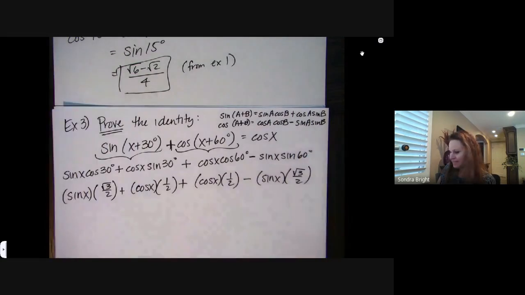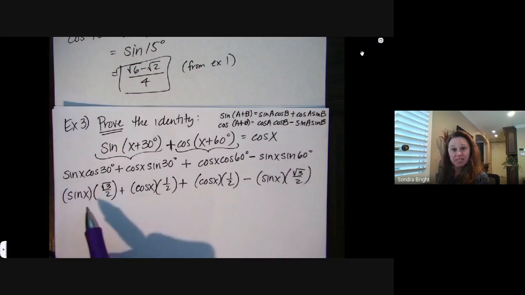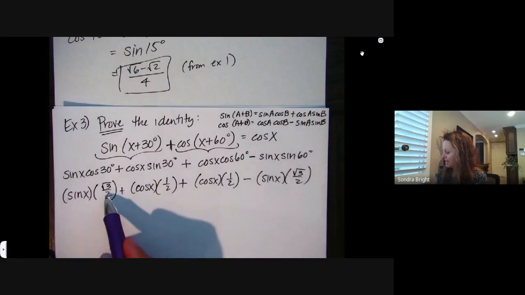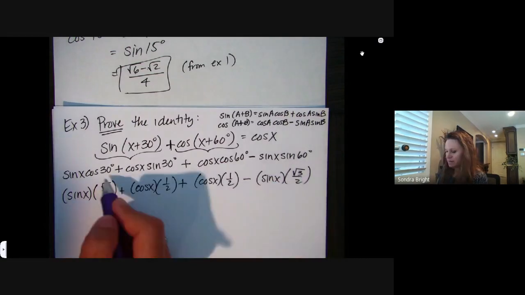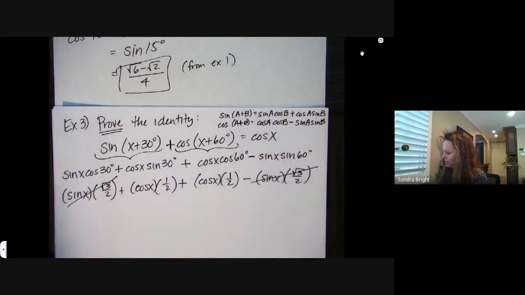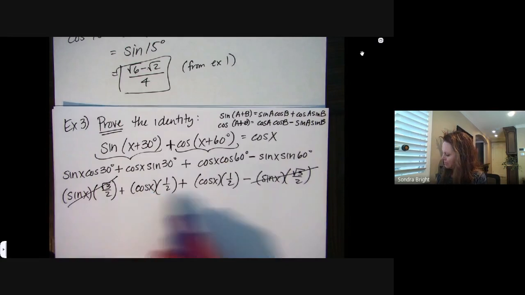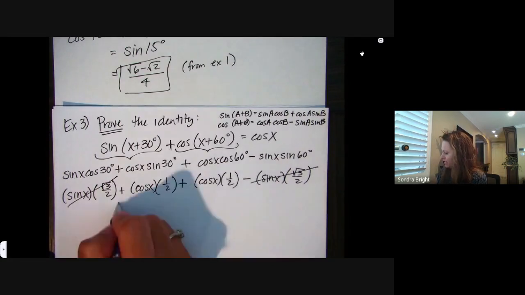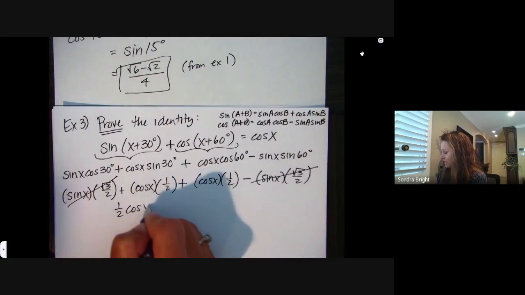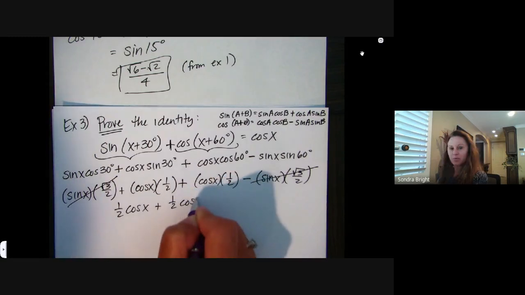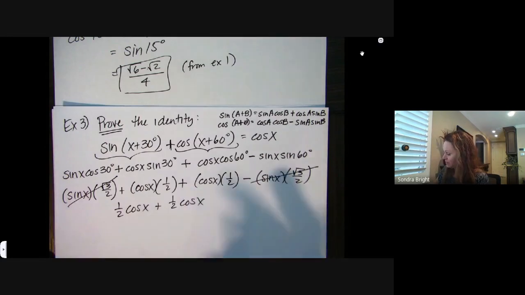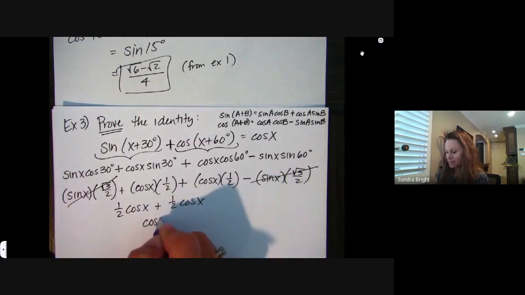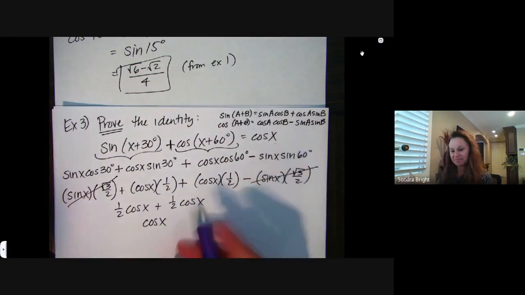All right. Well, hopefully you see that sine of x times positive rad 3 over 2, and then a minus sine of x times rad 3 over 2. Those guys cancel. And so now I have the 1/2 after, but it's 1/2 cosine of x plus 1/2 cosine of x. So you got a half of an apple plus another half of an apple makes a whole apple, cosine of x. And look, that's what I needed to show. Done.